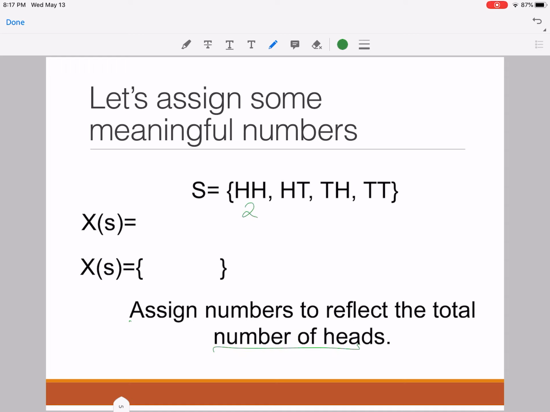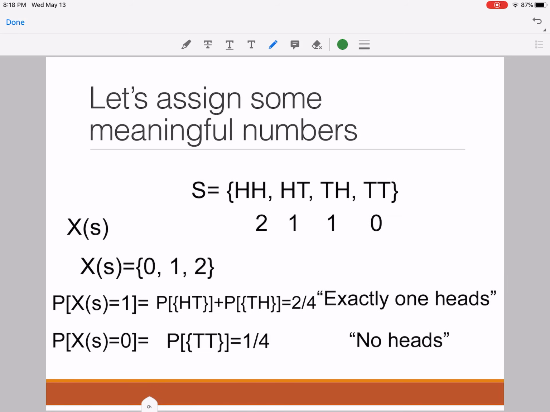This outcome is going to get a number 2 because I have 2 heads. Here I'll get 1, here I'll get 1, and here I have 0. So when I perform this experiment, flipping a coin twice using my computer simulation, I'll get numbers either 0, 1, or 2 randomly. And these numbers represent either one outcome or multiple outcomes. For example, 2 represents one specific outcome, and that is heads, heads. Whereas 1 represents 2 outcomes. It can represent either heads, tails, or it can represent tails, heads, and so on and so forth.